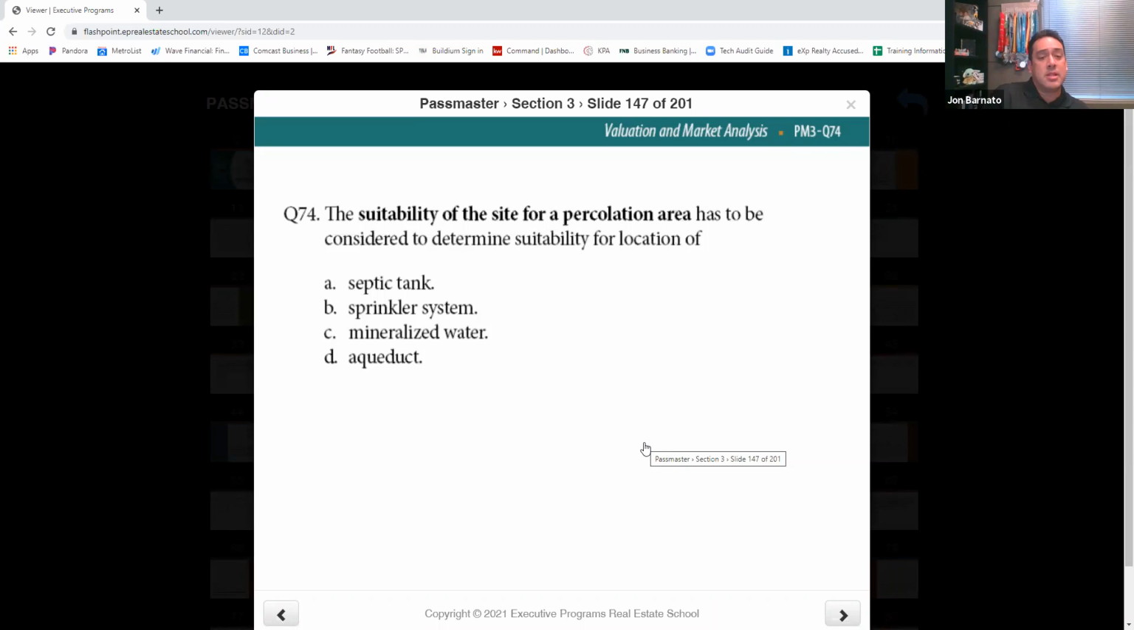So that's good. The suitability of the site for a percolation area has to be considered to determine the suitability for a location of what? Percolation area. B.